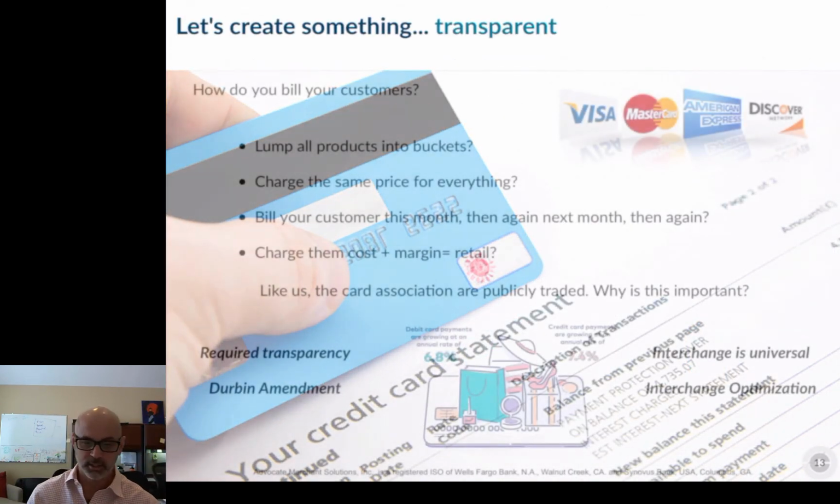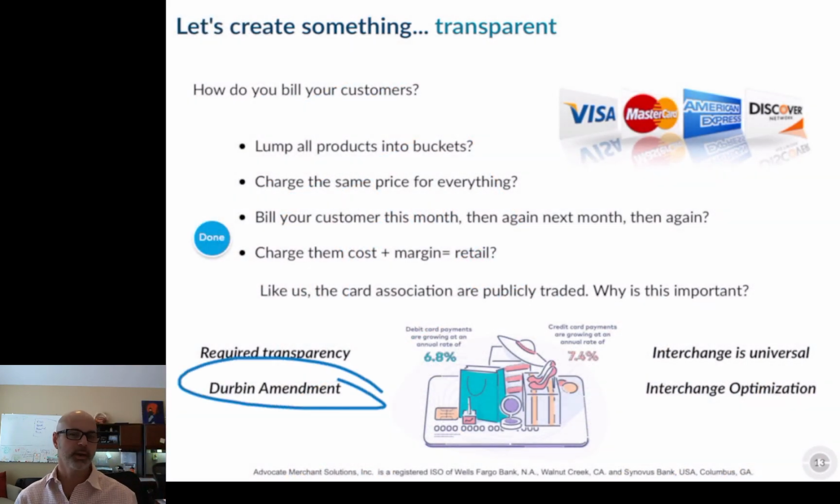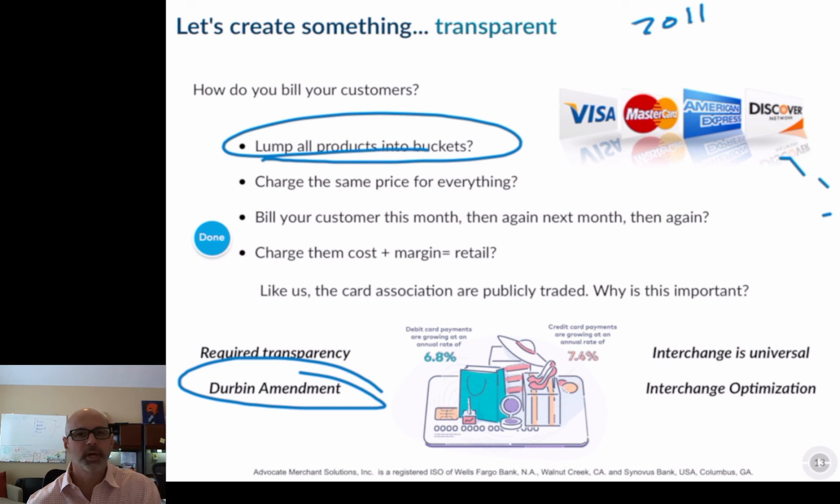One of those things is the Durbin Amendment. The Durbin Amendment's not new. It was passed in 2011, so it's been around for a while. The problem with the Durbin Amendment is that it affects the cost of debit transactions. So if you're paying bucket pricing, you're not paying cost.